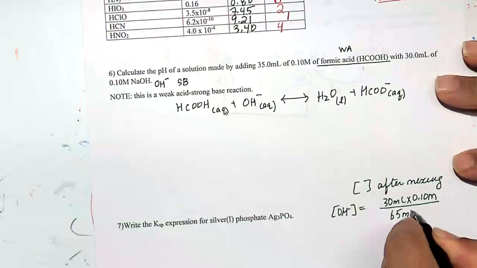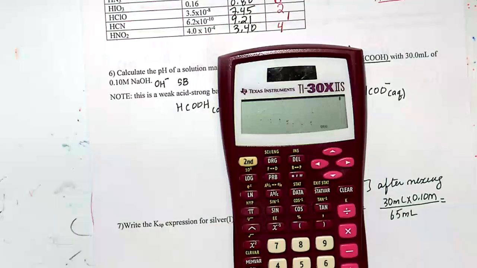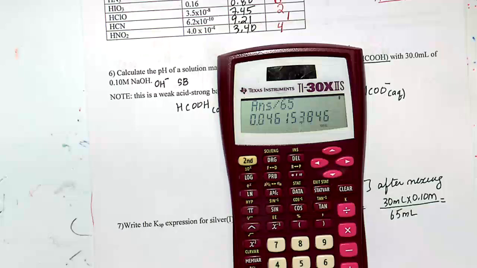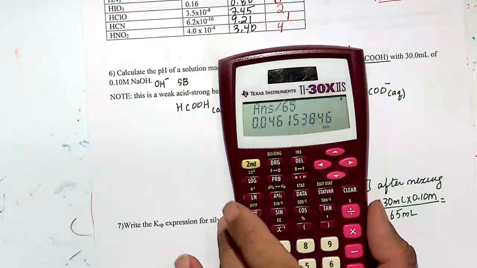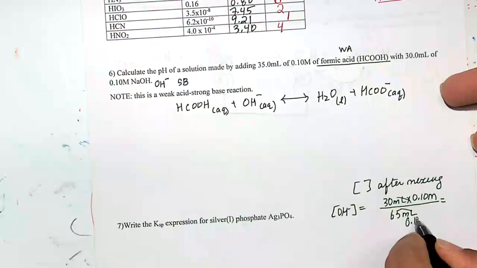Yeah. So what's 30 times 0.1? 30 times 0.1 is 3. Divided by 65. I'm getting 0.0462 molar. Okay, mL and mL cancel.